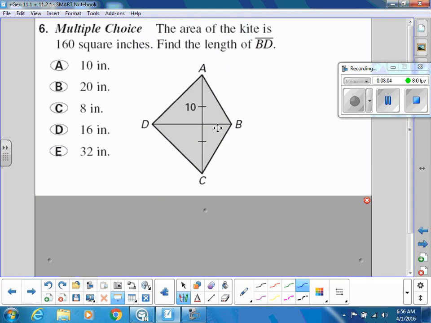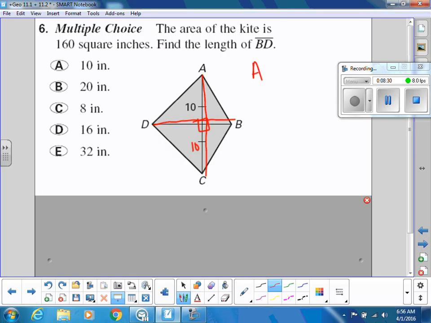All right, so let's do a few more. Here's a kite. So this one is a new one that we haven't done yet. So a kite, remember that is going to be bisected, so this is also 10, and that these are right angles here. This says the area of the kite is 160. Find the length of BD. So BD is one of the diagonals. AC is the other diagonal.